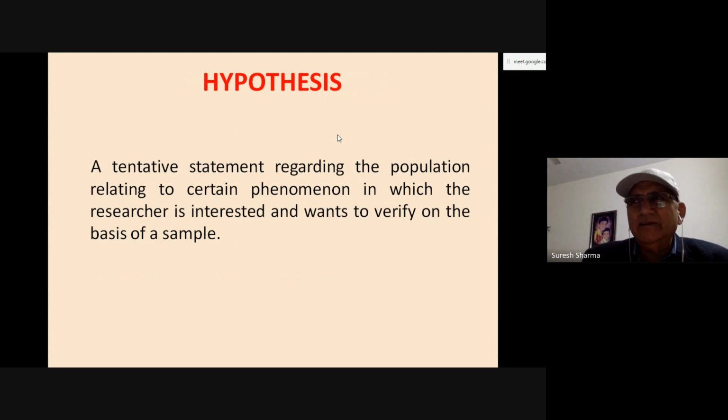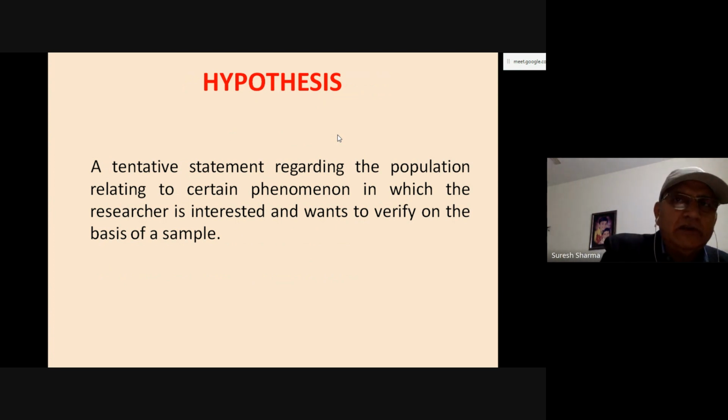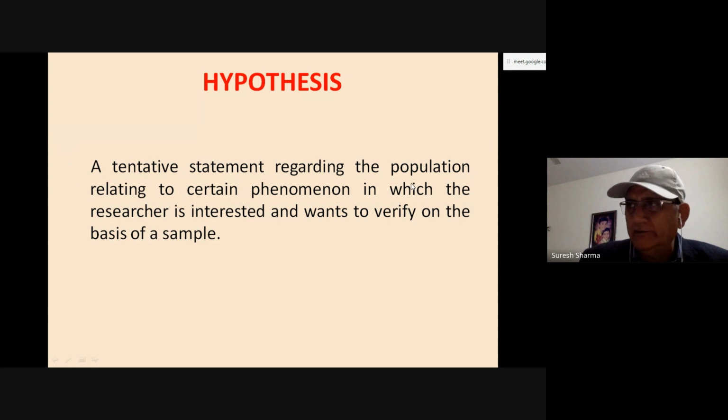Now, people get confused between writing hypotheses. First of all, clearly go through the definition of hypothesis. A tentative statement, you see, because what is our aim? Our aim is to estimate the parameters of the population based on the sample. That is the entire crux of statistics. We cannot study the entire population, right? So hypotheses are framed only for the population, not for the sample. But we want to verify based on the sample. So here is the statement: a tentative statement regarding the population, not regarding the sample.